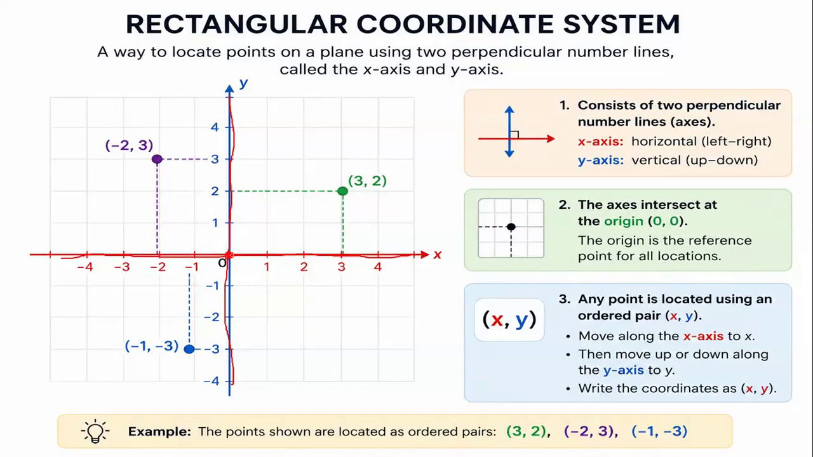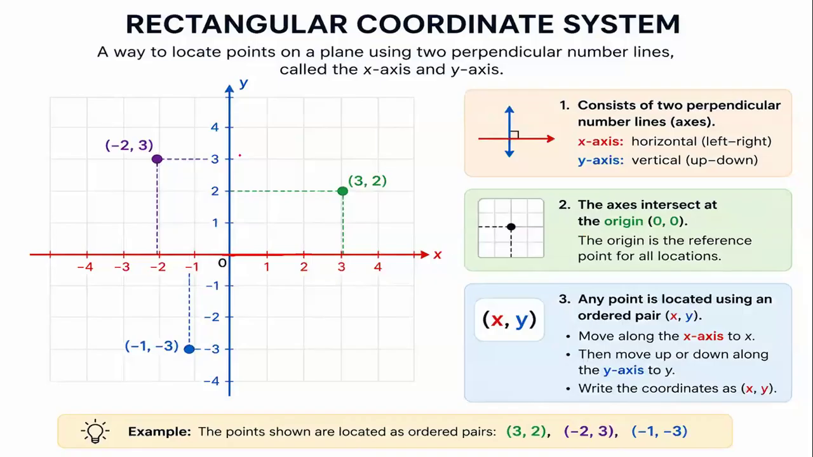As you can see, it consists of two perpendicular number lines, right? The x-axis, which is horizontal, left to right, and the y-axis, which is vertical, going up and down. The axes intersect at the origin, which is 0, 0.